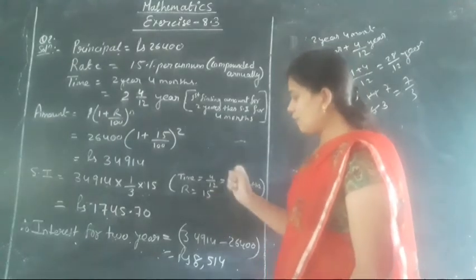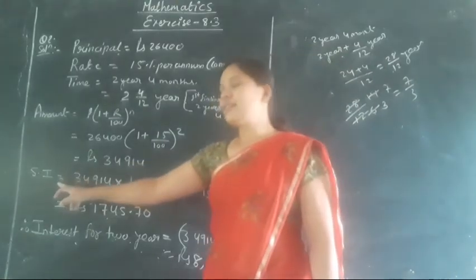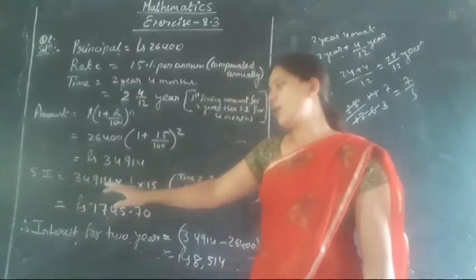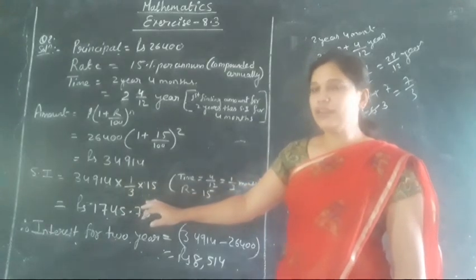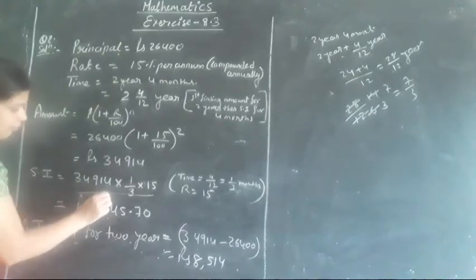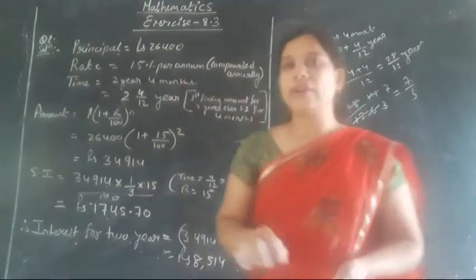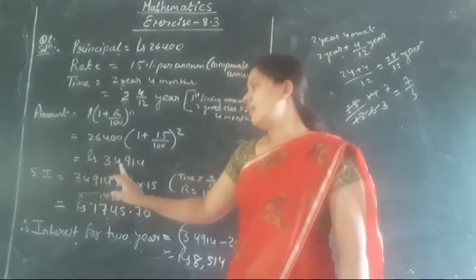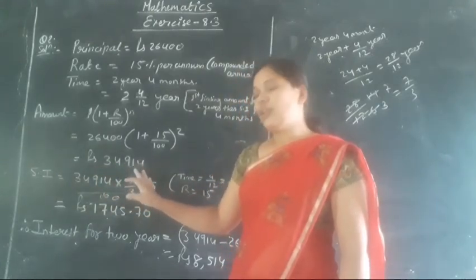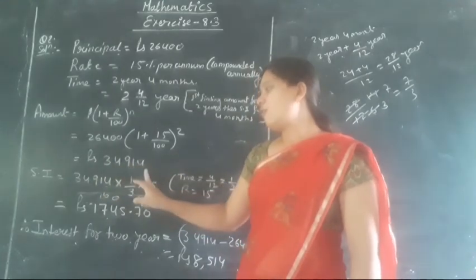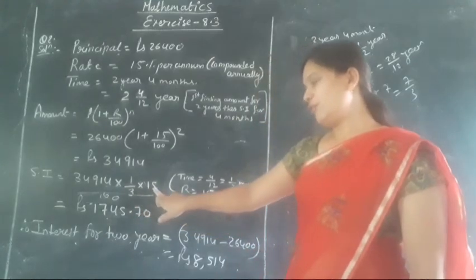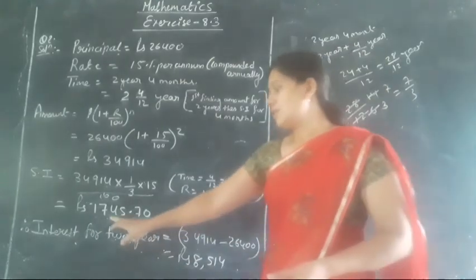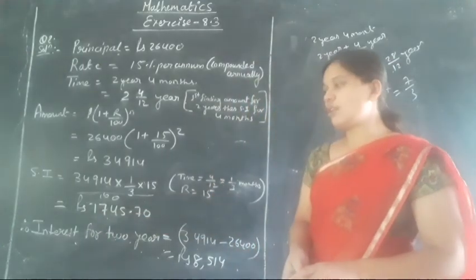For the remaining 4 months, what do we do? We apply the simple interest formula and calculate the interest. So what is the formula of simple interest? P into R into T divided by 100. This is the formula, isn't it? Principal into rate into time divided by 100. So substituting principal as 34,914 into 1/3 as the year into 15 as the rate, divided by 100, you will get the required answer as 1745.70, which is the required answer as SI.